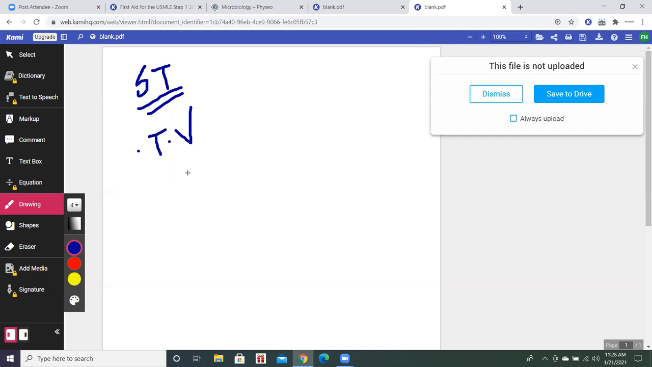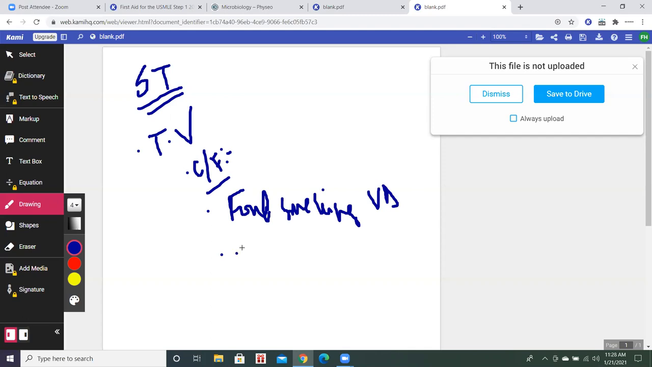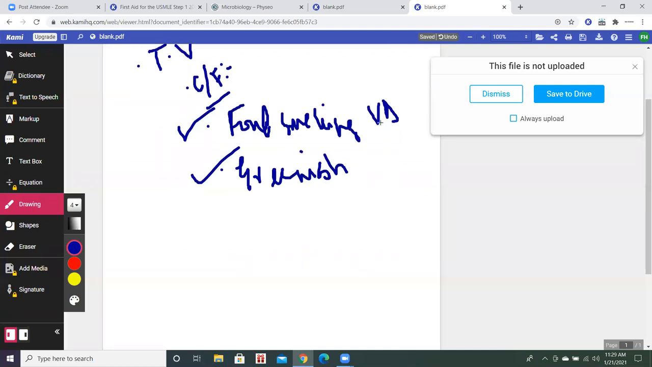The clinical features are that over here you have foul smelling vaginal discharge. The color of the discharge is greenish. These are all points that will be mentioned in your question stem: foul smelling greenish vaginal discharge. Along with this, there could be associated mild fever or itching or burning sensations.